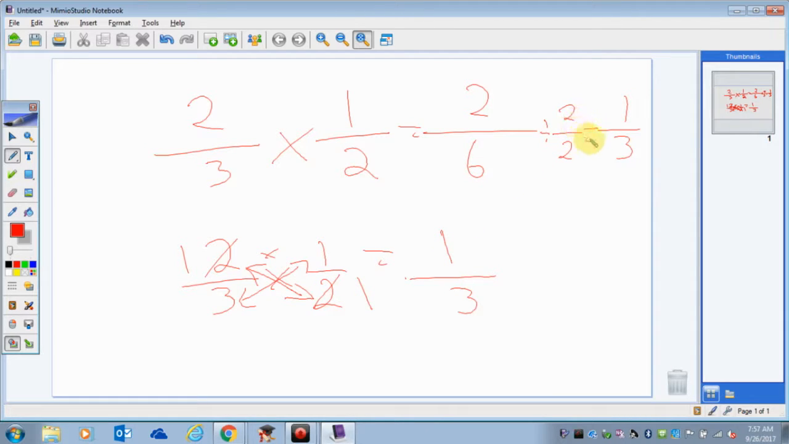You can either reduce the answer once you're done, or you can reduce before you ever get to it. As you get to bigger problems with bigger numbers, cross-reducing is a much better way to do it because it's easier to reduce it here than to end up with one large number on top of another large number and have to go over and over and over trying to get it reduced down to its lowest form.